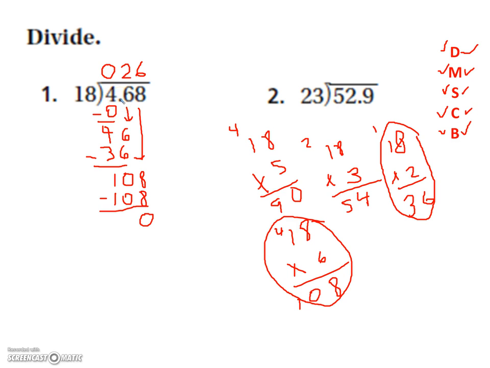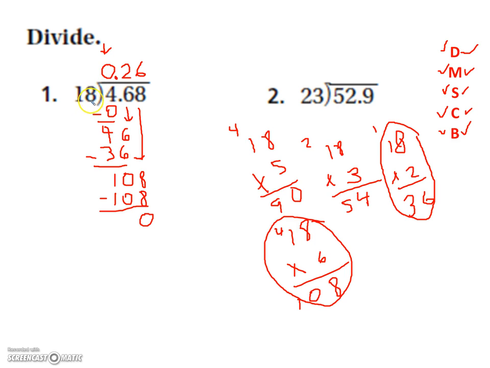There's a decimal here, so I put a decimal right above it in my answer. 0.26 is my answer. Now you have to be very careful that you line up these numbers correctly. If I put the 2 here by mistake, I would get 2.6 as my answer, and that would be wrong.